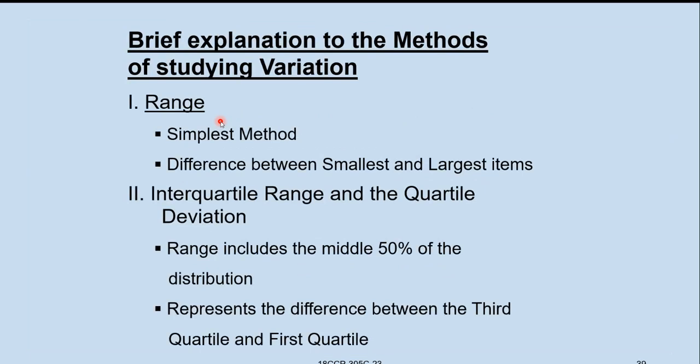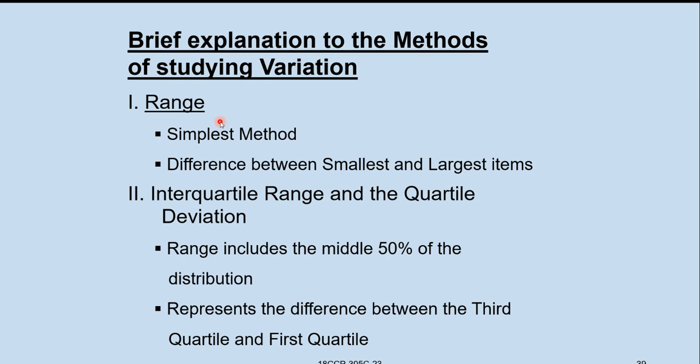Range means the simplest method, the difference between smallest and largest. For example, if a series is given 0 to 100, smallest is 0, highest is 100. So the difference between 100 and 0 is 100. That is the range, from 2 points.